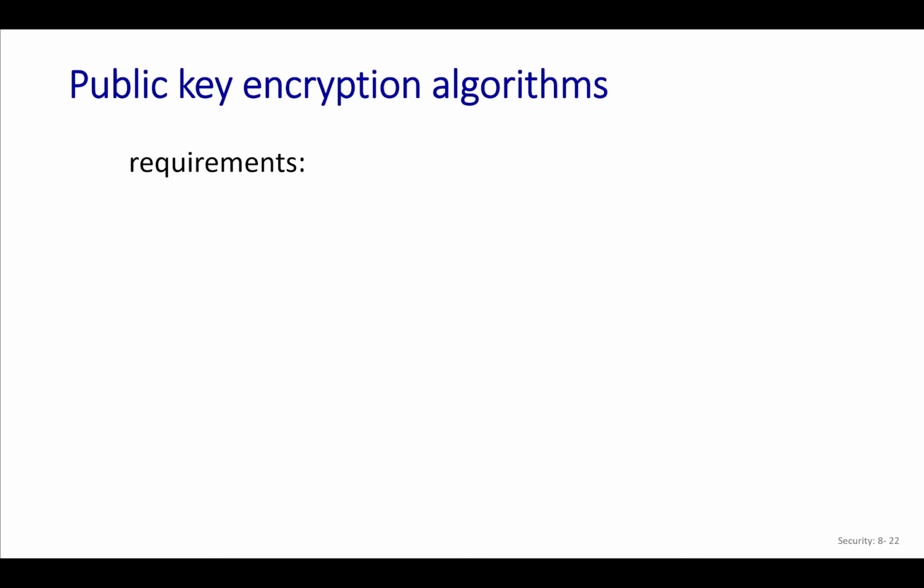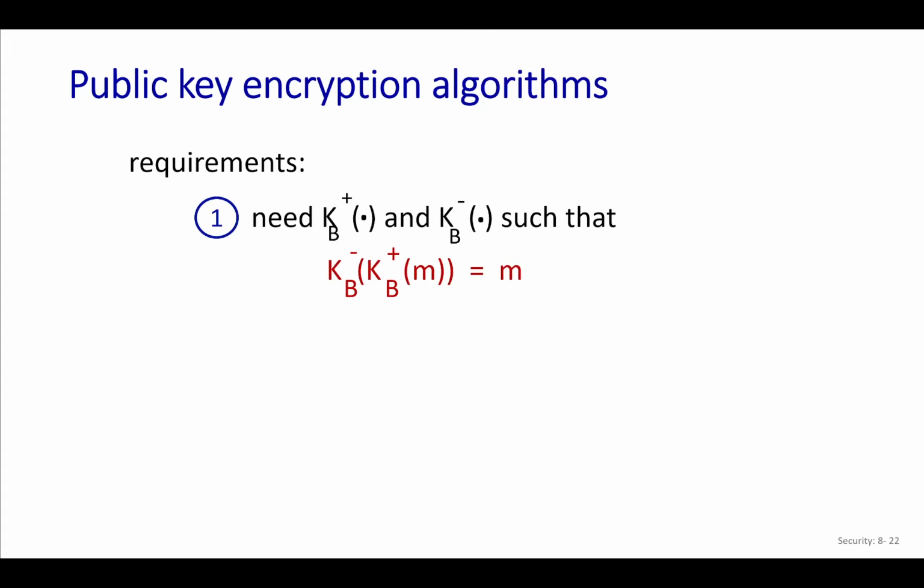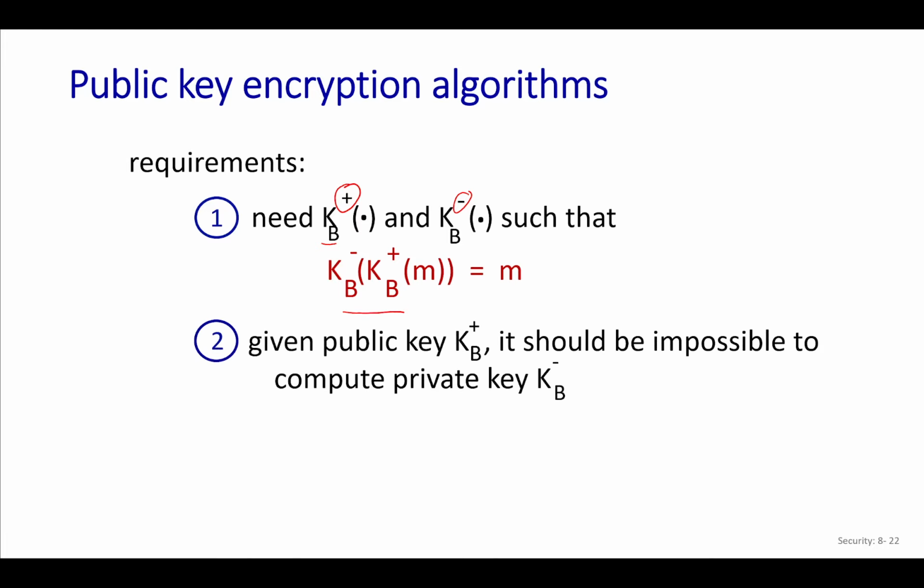Let's have a look how this works. So we need some kind of property. Let's say this plus is the public key of Bob and the minus is the private key, and they need to cancel each other out. And obviously, if you have the public key, it should not be possible to compute the private key out of it.